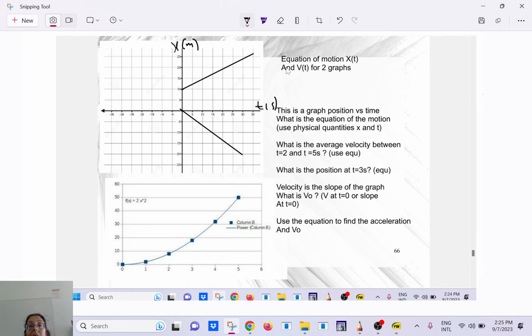If someone is running away from you, you grab that person by the backpack. So that person is going to slow down, slow down, slow down, stop. You keep pulling, and then they speed up in the opposite direction. So that's one way to look at it.